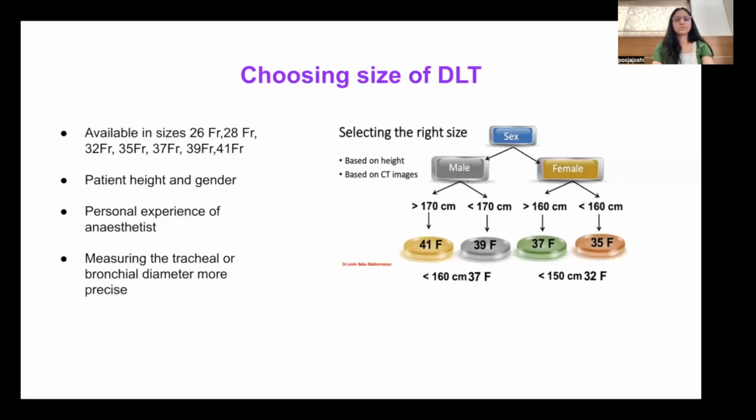So how to choose the size of the DLT? Depending upon the age and gender of the patient. In case of males, more than 170 centimeters, you use 41 French, and less than 170 centimeters height, 39 French.